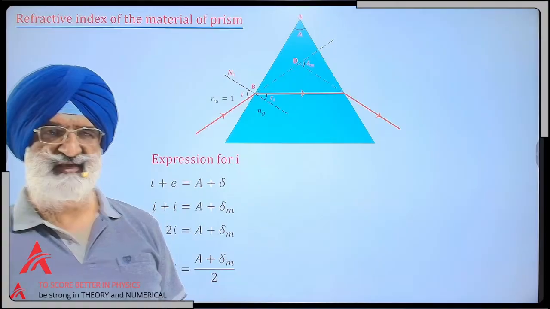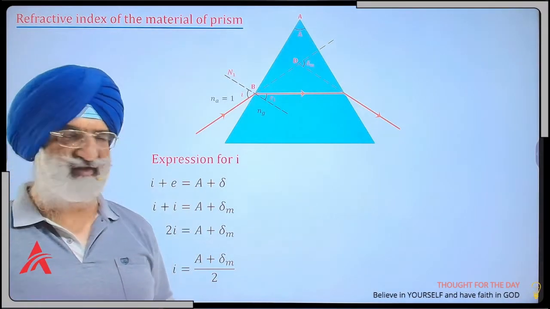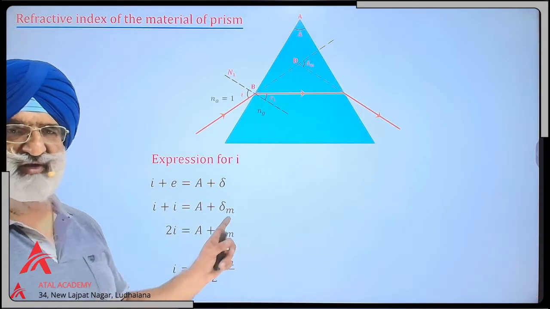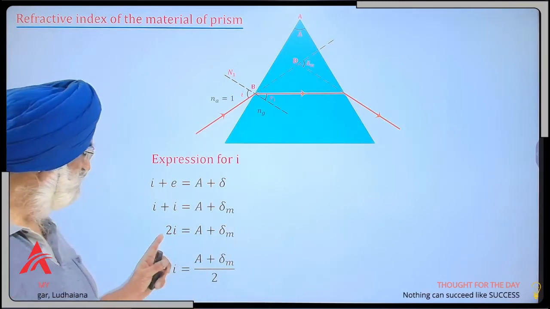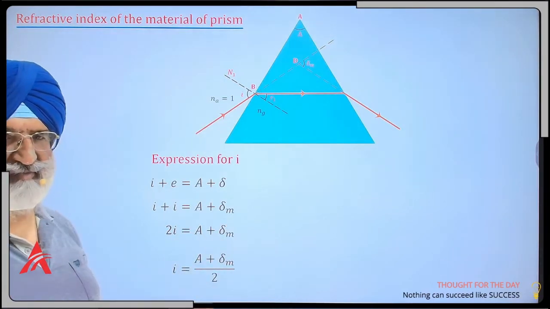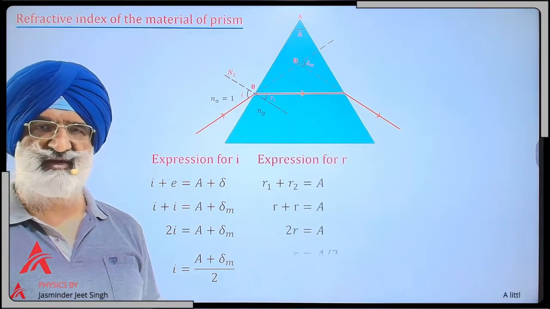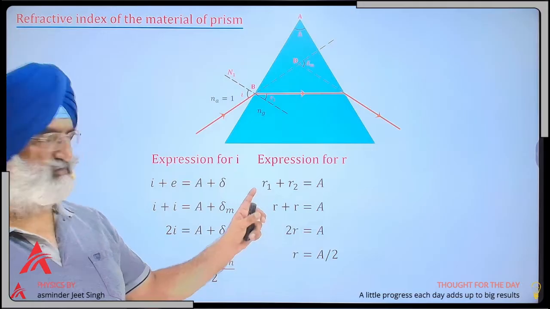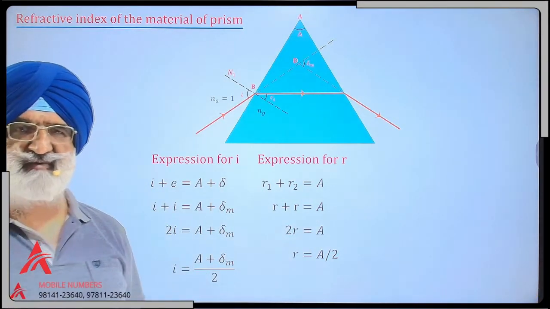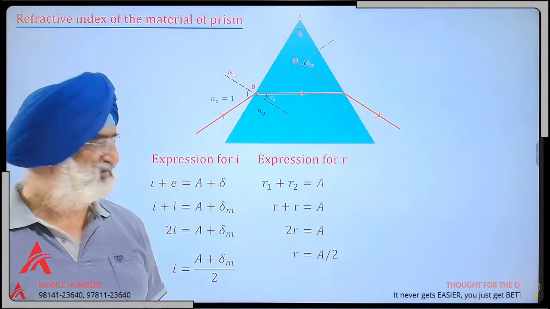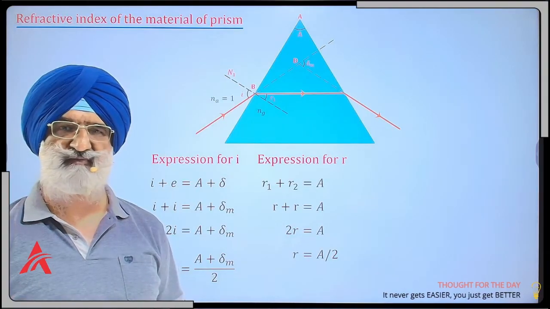Expression for I can be calculated by using one formula, I plus E is equal to A plus delta. I and E are equal when delta is equal to delta M, the angle of minimum deviation. That means 2I will become A plus delta M, I will become A plus delta M upon 2. We can calculate the angle of refraction R again by using the formula R1 plus R2 is equal to A. At the position of minimum deviation, R1 and R2 are equal. Therefore, 2R will become equal to A, R will become equal to A upon 2.